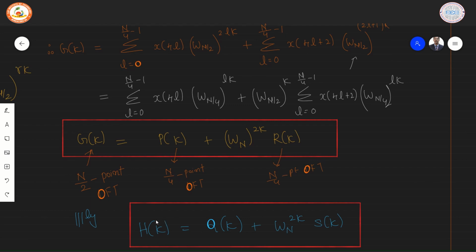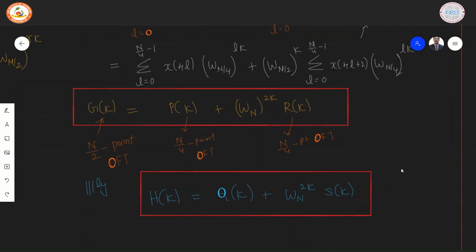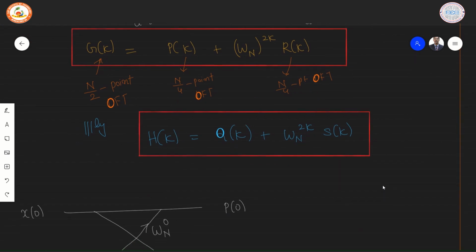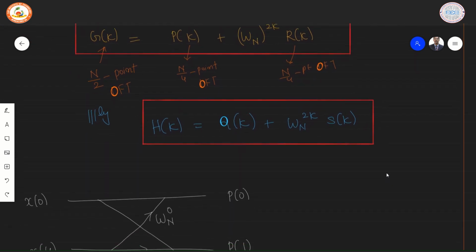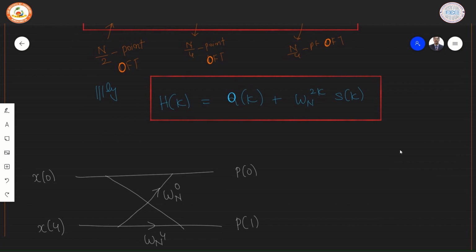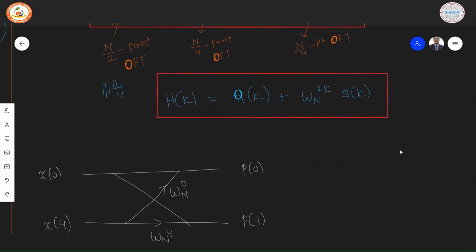Similarly, the other term h of k can also be represented with the help of two n by 4 point DFTs called q of k and s of k. This way the procedure will carry on until the very last stage. In the final stage of decimation, we should not have any of the n by 2, n by 4 blocks. Each block should be replaced with what is called the butterfly structure.